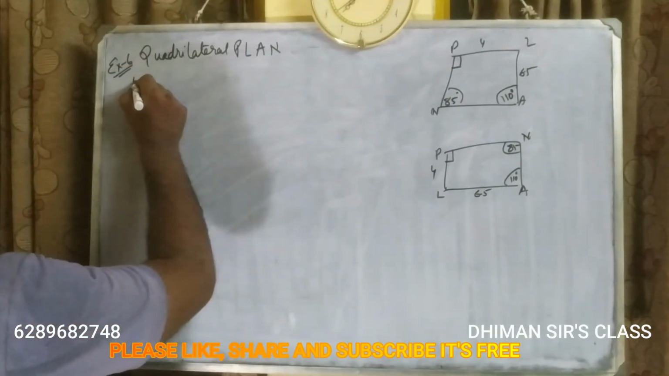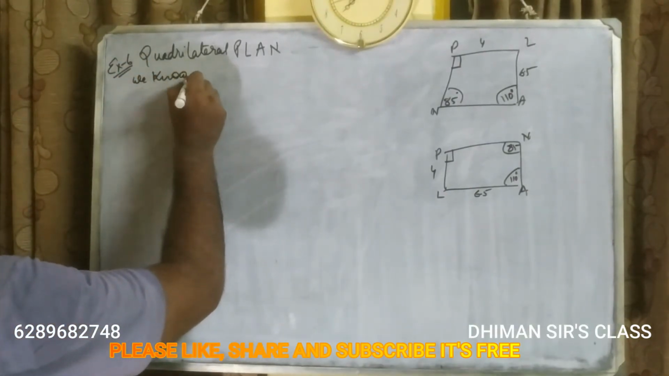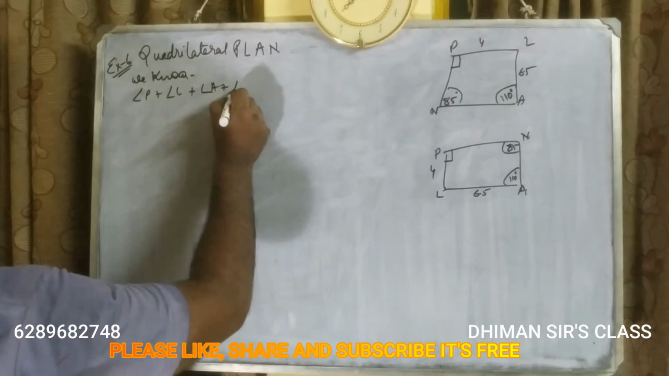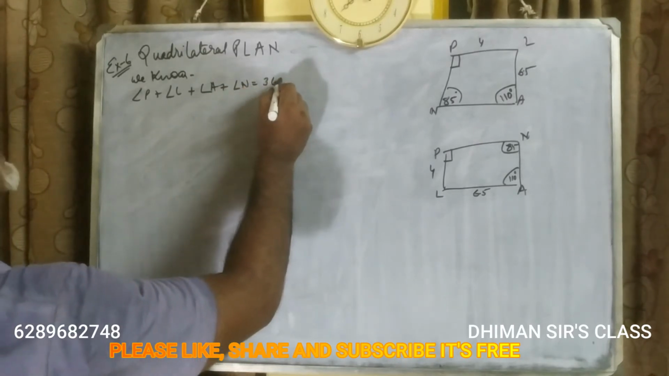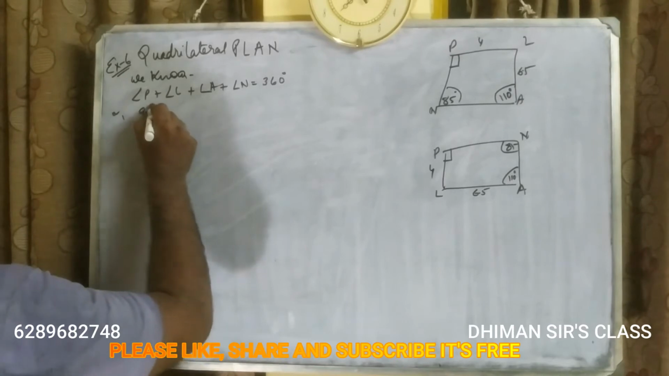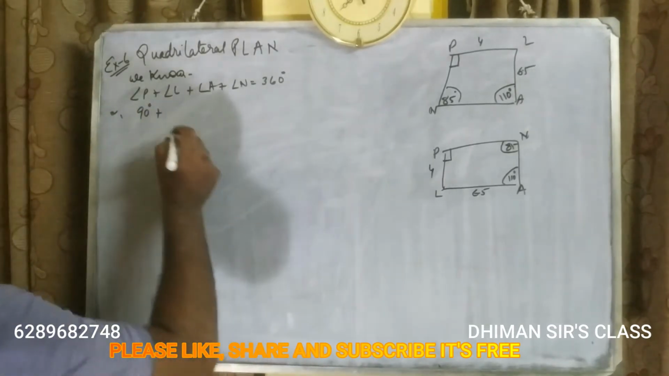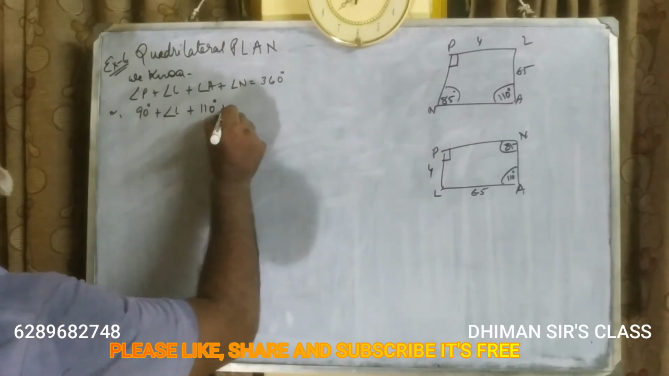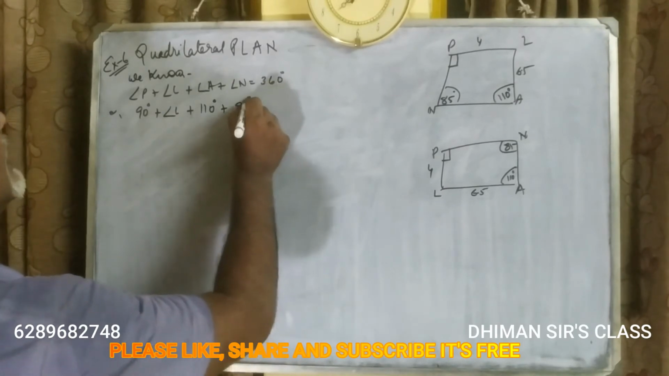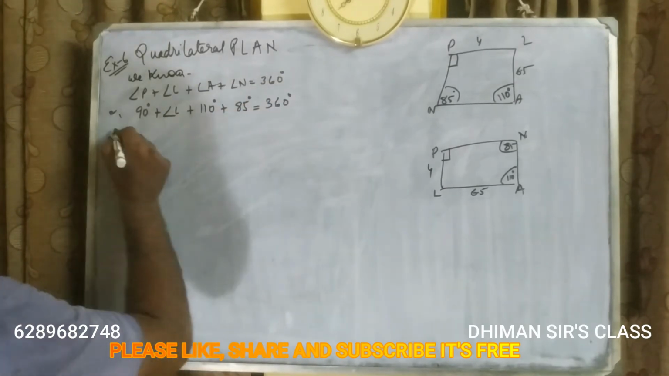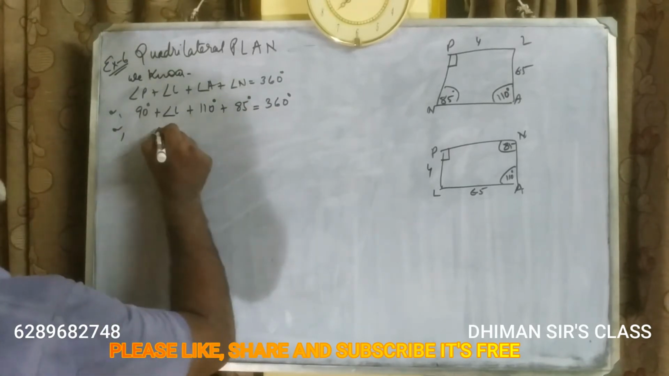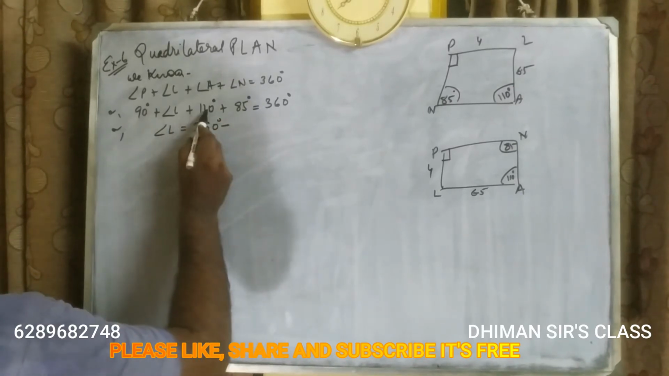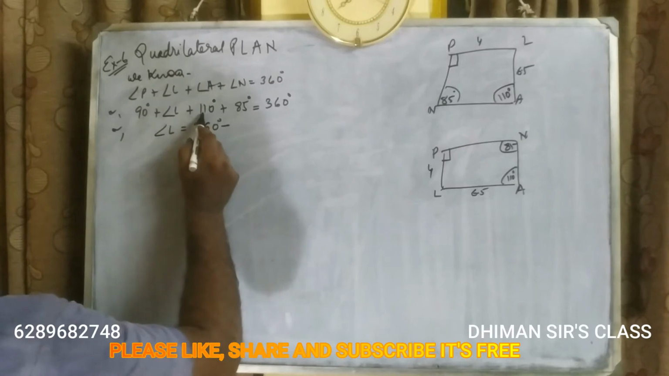So we know angle P plus angle L plus angle A plus angle N is equal to 360 degrees. Angle P is 90 degrees, angle L we have to find, plus angle A is 110 degrees, plus angle N is 85 degrees, is equal to 360 degrees. Or 285 degrees plus angle L is equal to 360. So angle L is 360 minus 285, since 110 plus 90 is 200, plus 85 is 285 degrees.